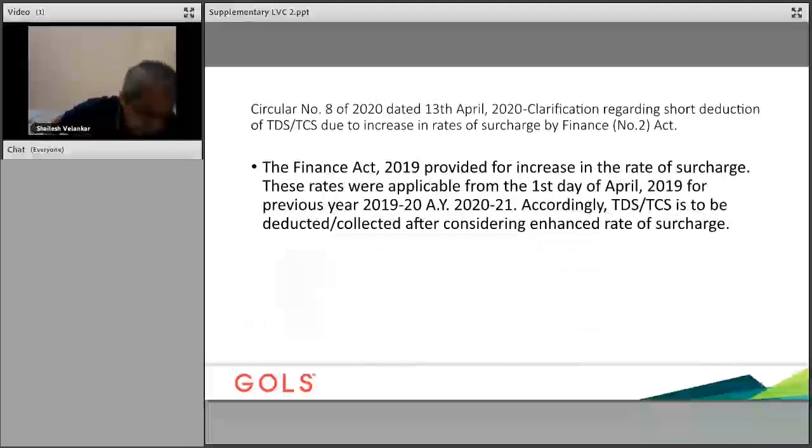This is the slide which I was referring to, that the surcharge had increased. I will once again read out the whole provision for you. The Finance Act 2019 provided for increase in the rate of surcharge. These rates were applicable from first day of April 2019 for the previous year 2019-20. TDS is to be deducted after considering enhanced rate of surcharge.